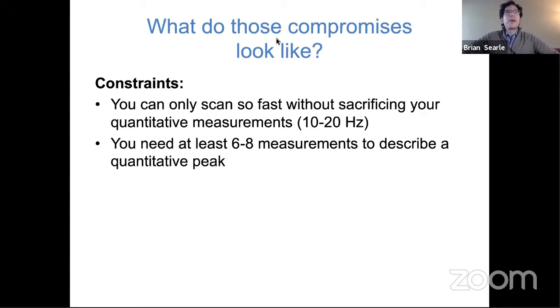So how are we trying to make these types of measurements? Really, the compromises that you deal with in this type of acquisition are set out by the constraints that you have to work with. The instruments that we have are only able to scan so fast while still being able to make measurements. Usually the instruments we're talking about might be able to go from 10 to 20 hertz, so 10 to 20 scans per second, as much as potentially 40 or 50 scans per second on some QTOFs. The other constraint is that to describe peaks, as Lindsay showed, you really need at least 6 to 8 measurements across the peak to adequately describe its quantitative level.